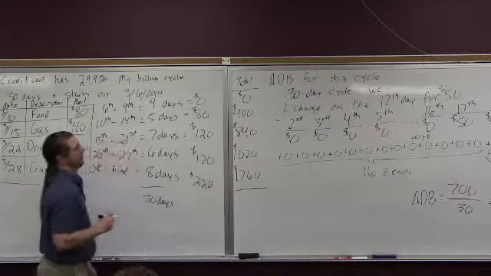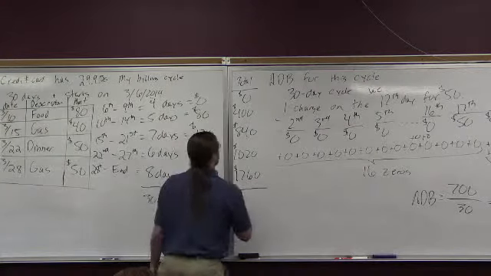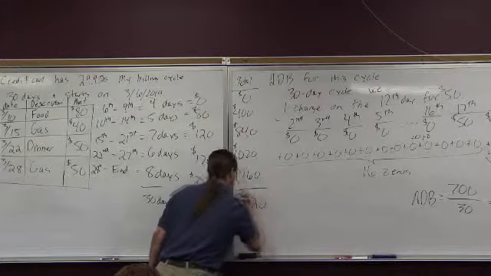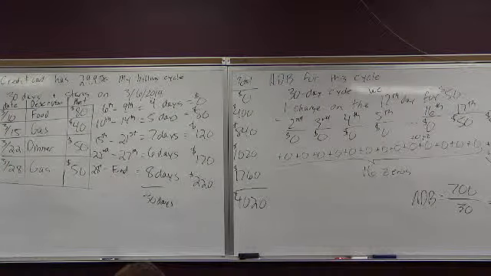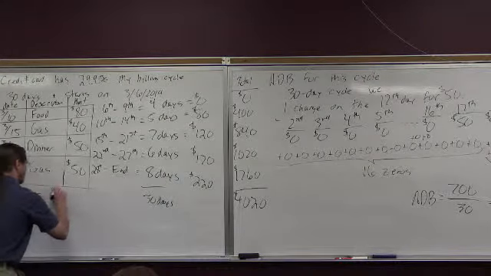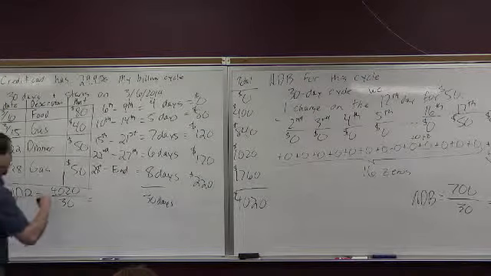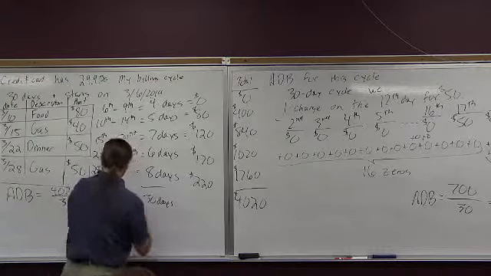Add those babies up. What was that? 4,020, yeah, that's about right. So what is my average daily balance? Don't forget that you take your total and divide by your number of days. What'd you say that was? $134, okay.